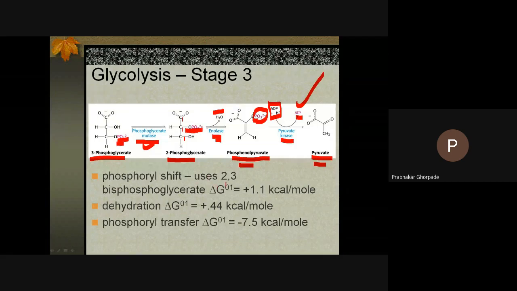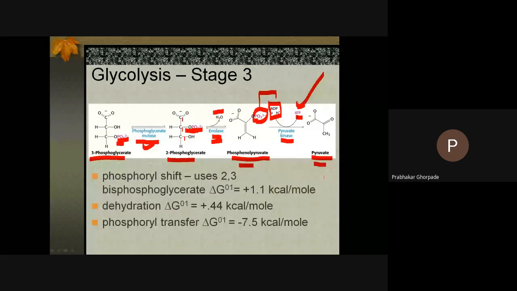It used this 2,3-bisphosphoglycerate molecule. Next, dehydration. The enolase reaction involved the dehydration, and during the dehydration reaction, there is 0.44 kilocalorie per mole of energy involved. Next is a phosphoryl group transfer. So this phosphoenol pyruvate molecule is there, phosphate group is there, ADP is there, and the two are combining and we are getting an ATP molecule. That is what we call a phosphoryl transfer. In the phosphoryl transfer, the free energy involved is minus 7.5 kilocalorie per mole.